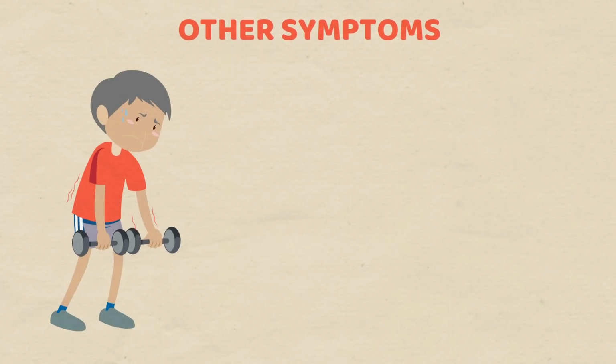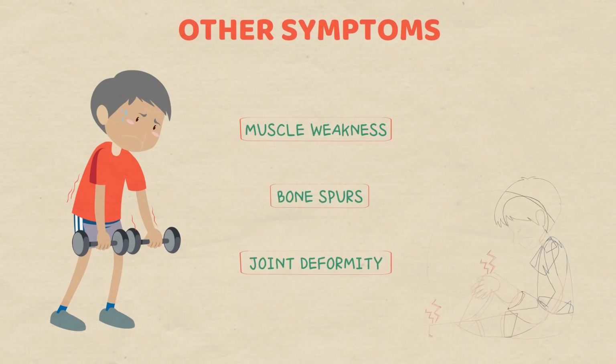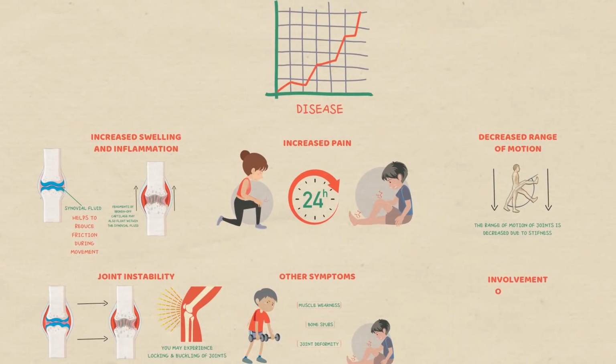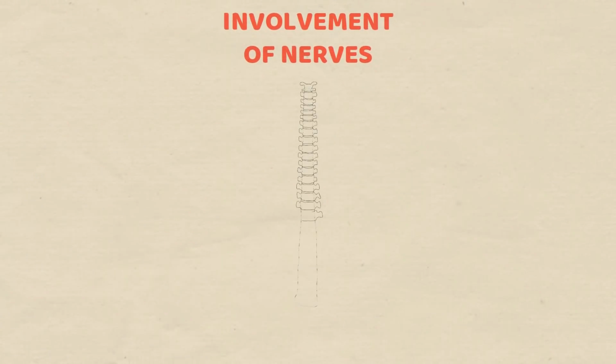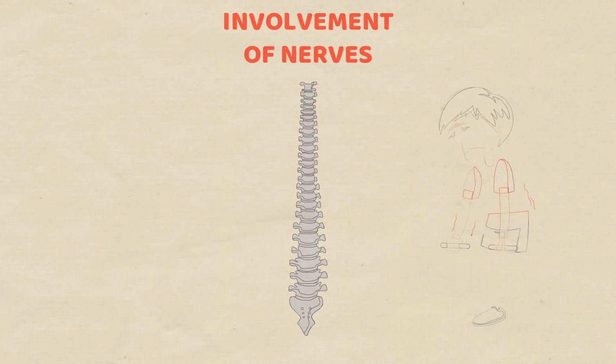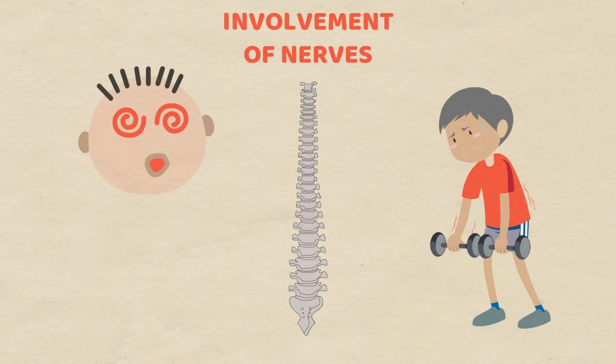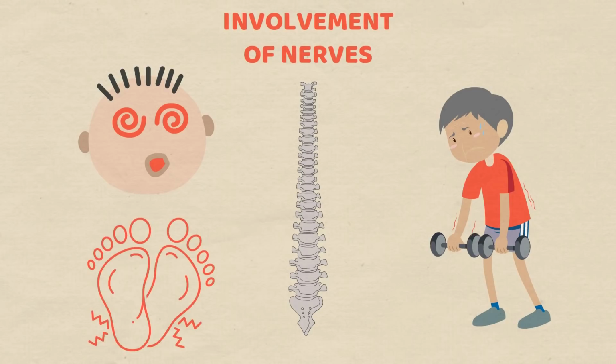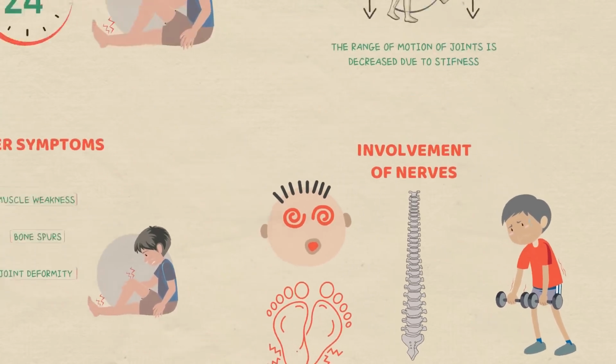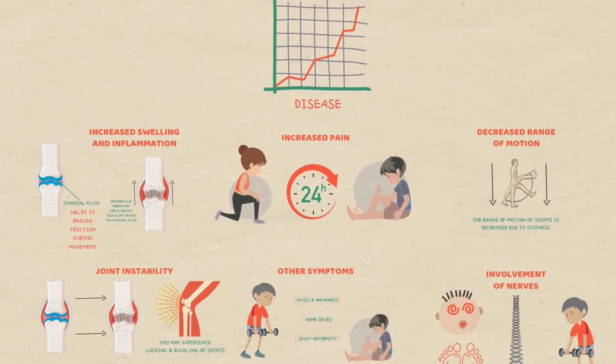As the joint continues to wear down, muscle weakness, bone spurs, and joint deformity may also develop. Nerve involvement can also occur, especially if your spine is involved. There may be associated neural symptoms such as weakness, numbness, and tingling and shooting pain depending upon the nerve root involved. The joint damage caused by severe osteoarthritis is irreversible, but treatment can help to reduce the symptoms.